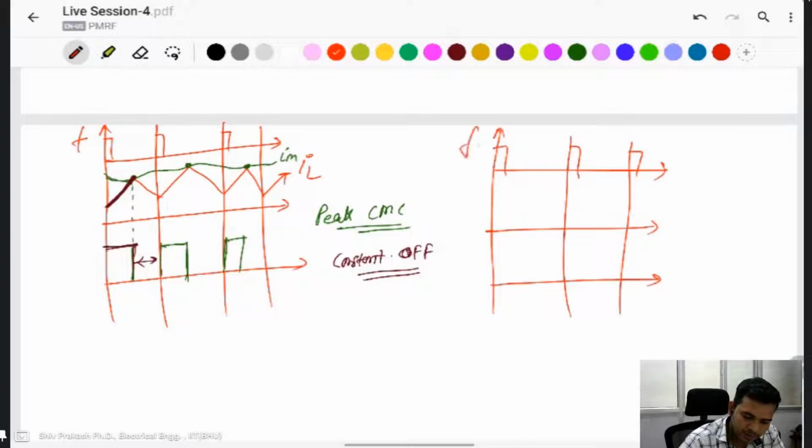This one is the frequency. Here we use this IL and the multi signal, that is IM. This is the Valley edge condition. This one is Peak CMC, and this one is Valley CMC.